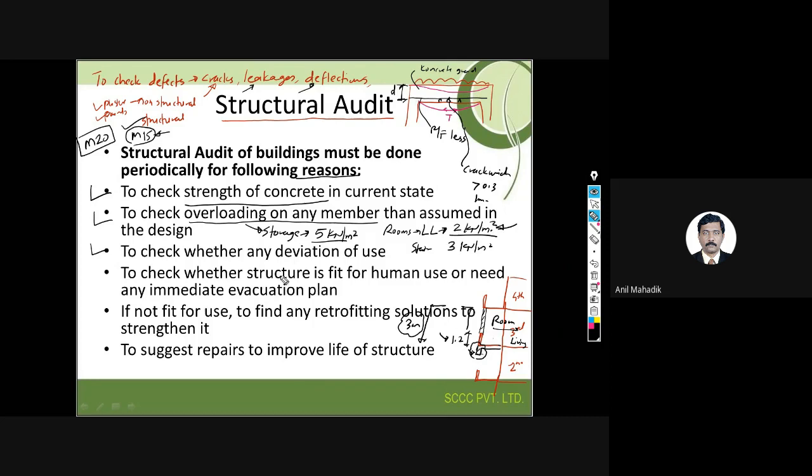So in audit, we generally find this kind of problems regarding use. Then there is a possibility that if the building is old and so much deterioration of concrete is there, so much corrosion of the reinforcement is there, then it may be possible that the structure is not fit for human use and you need to evacuate. So we should put a notice in front of the building that the building is not safe and please evacuate the building as soon as possible to avoid any mishap. Then structural audit is done to provide any retrofitting solutions.